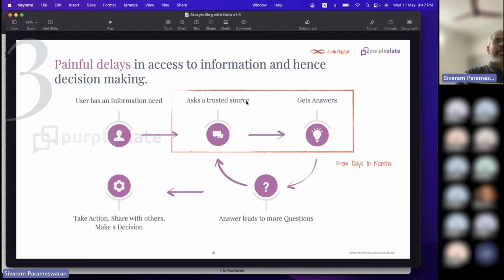And this is a simple cycle in terms of how we consume information, right? When we have a need, we ask somebody or a source, and we get the answers. The way we consume information goes in iterations. Your answer leads to more questions, till we have all the answers ready, and then finally we take some actions, right? But those two elements within that box take a significant amount of time. That's what is causing a lot of delays, and it's really painful finding that source and then getting that answer. What we call information access is still very tricky, right?